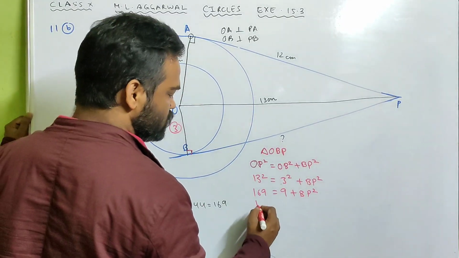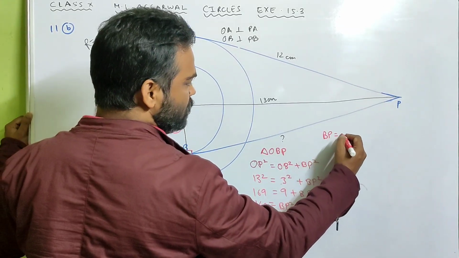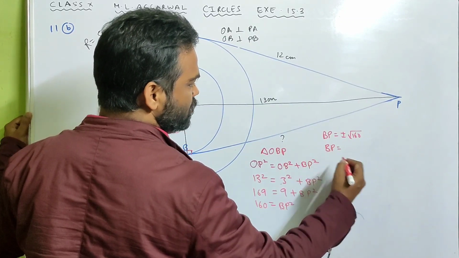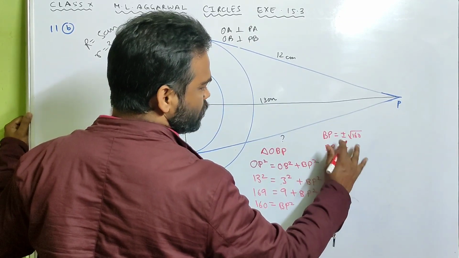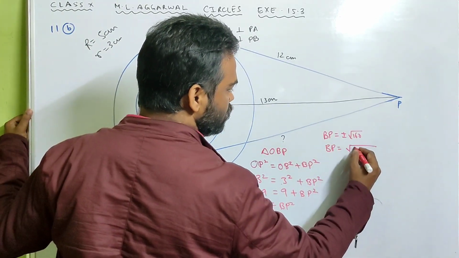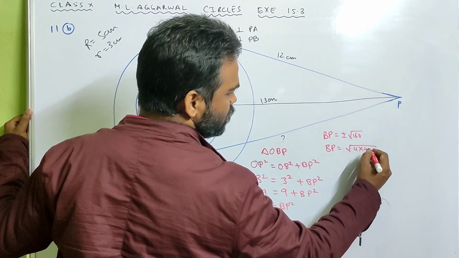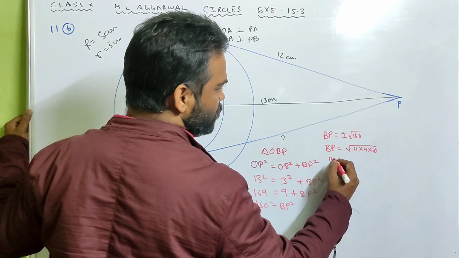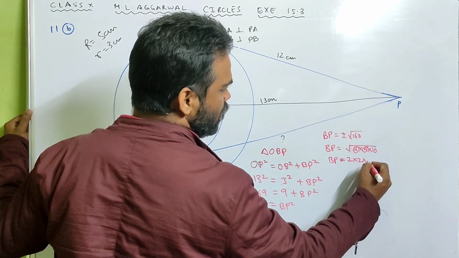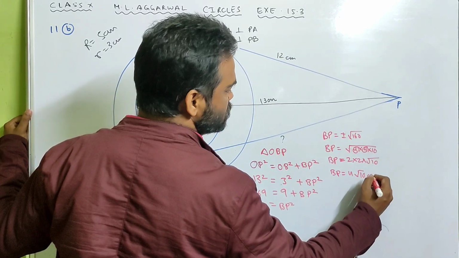So 169 minus 9 is 160 equals BP square. So BP will be plus minus root 160. We'll take the positive value only. So root 160, I can write 4 into 10. Yes or no? Now the square root of 4 is 2, and root 10. So BP will be 4 root 10 centimeter.